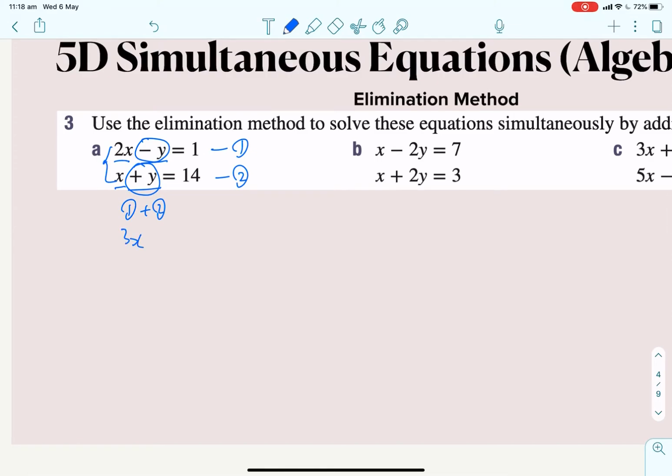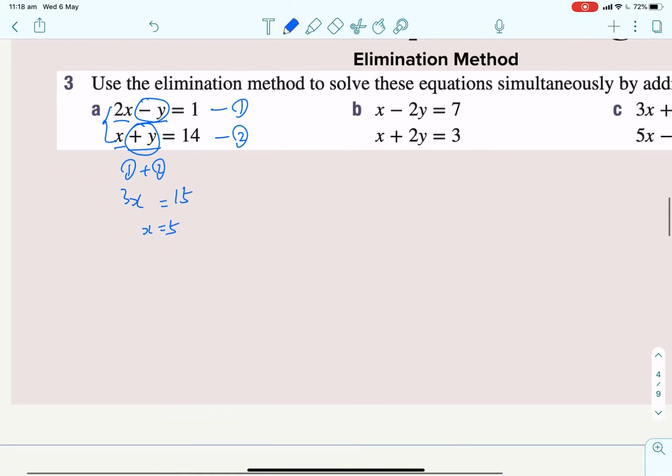Negative y plus y is 0, so that term cancels out. And then we got 1 plus 14 is 15. Wow, 3 times what is 15? 5. Yeah, a lot of times the calculation can be really easy when we do substitution. Okay, now all you need to do is substitute x equals 5 into one of the equations.